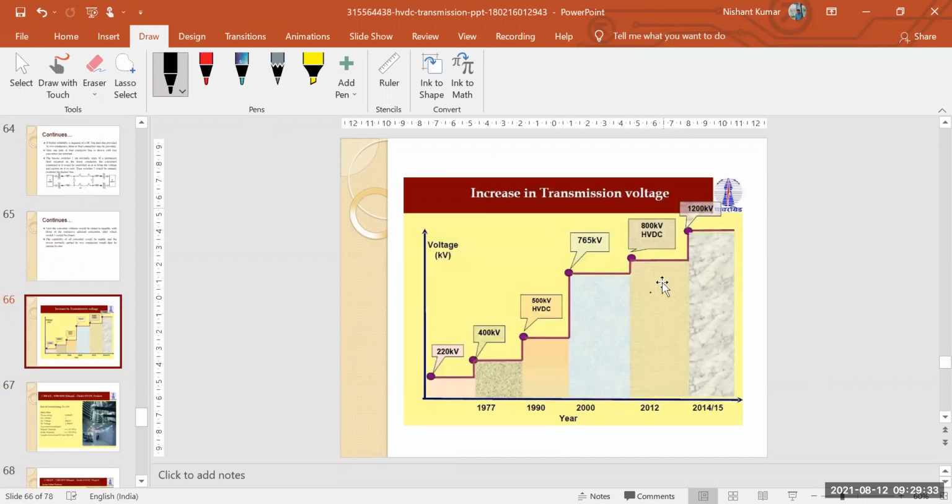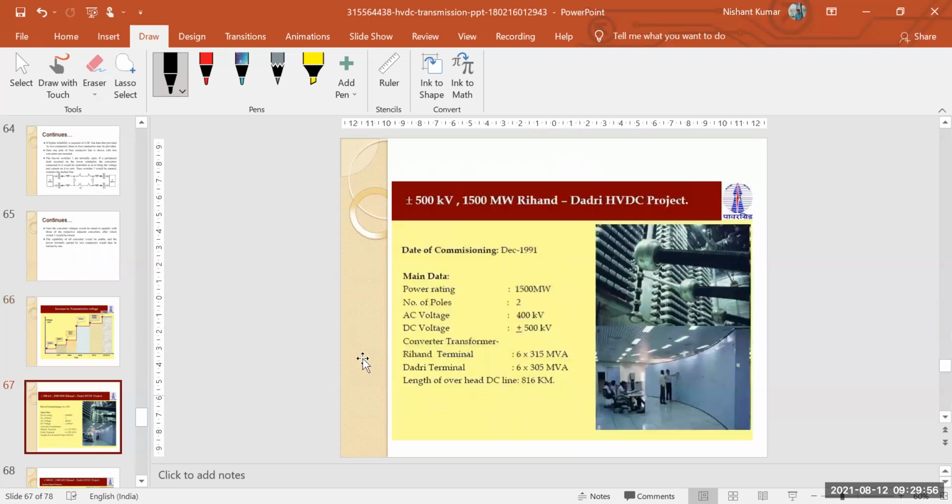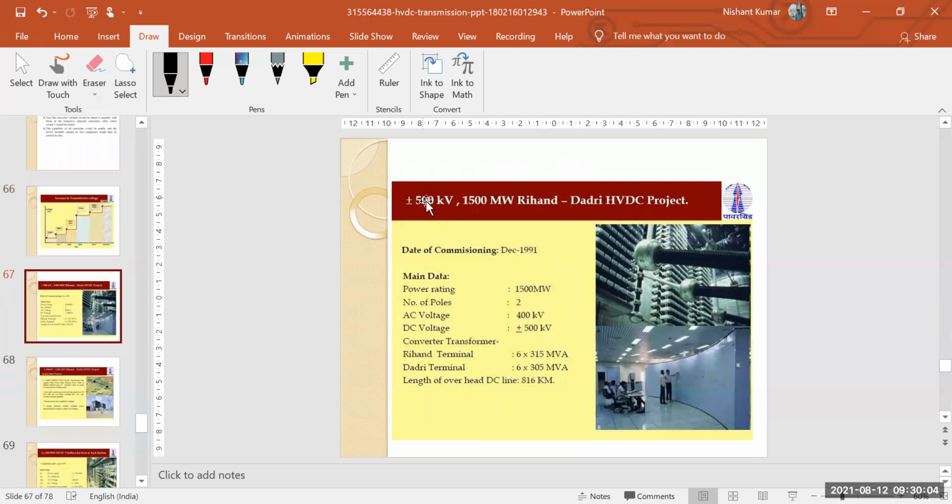Increasing transmission voltages, see over here. In DC, it was around 200 kV, then in 1977 it was 400, 1990 was 500, 2000 was 765, 2012 was 800 kV HVDC, and in 2014-15 they are working on 1200 kV. 500 kV is done by Power Grid. 500 kV, 1500 megawatt, Rihand and Dadri HVDC project. The date of commission was December 1991.